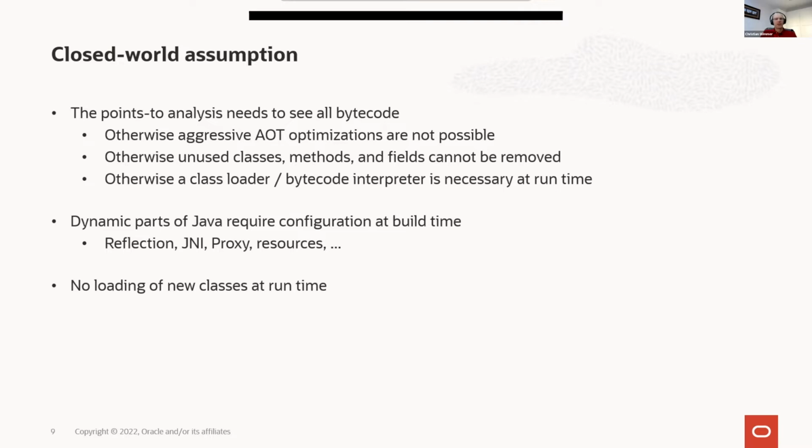But of course, since Java has such a long history, there is a large part of Java libraries that use all the dynamic functionalities of Java, like reflection, JNI, proxies, and also resources, such as loading resources from a jar file. All of that we needed to support too, but you need to configure these things at image build time. So the central point is no loading of new classes at runtime.